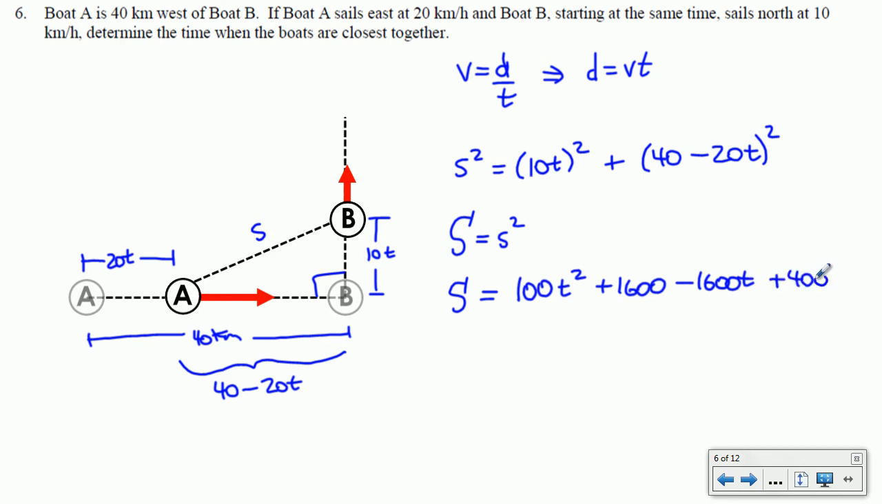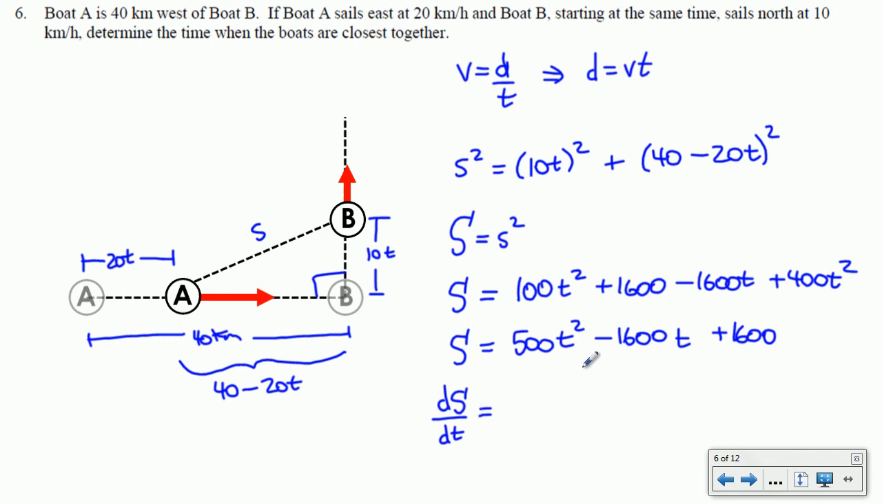plus 400t squared. So let's maybe group like terms here if we can. So we'll end up with 500t squared minus 1600t plus 1600. And now we are trying to minimize this expression, capital S. We have an equation entirely in terms of t, so all we need to do is take the derivative of this with respect to t, and we're good to go. So it's quite a straightforward derivative to take.